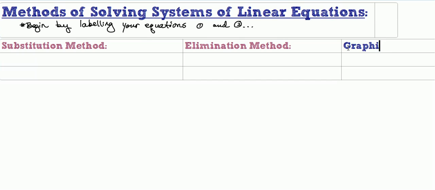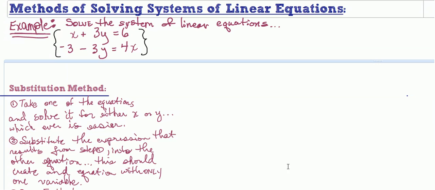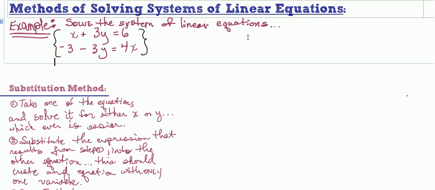So now we're going to take a look at one of the methods of solving systems of linear equations. The first thing we're going to look at is called the substitution method. And the substitution method is doing exactly what it says, substituting one thing in for another. Just like when you substitute a numerical value in for x, you've done that before, we're going to start substituting different expressions in for x's and y's. So here's how it goes.